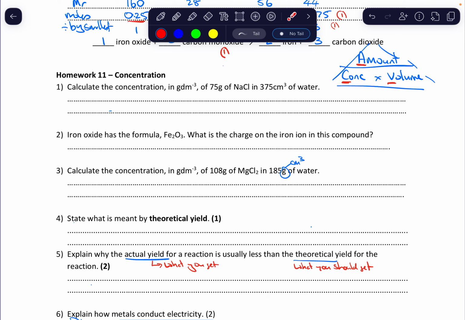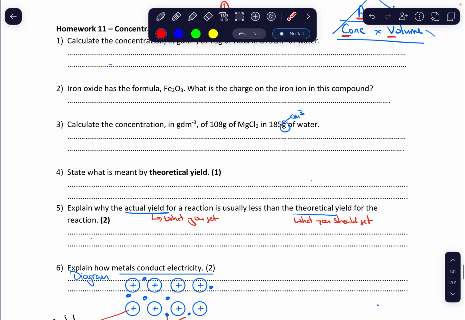And all we've got to do is, if you want to find concentration, remember we cover concentration, and then it shows us that we've got amount divided by volume in our calculation. Watch out, there's a trap. These are centimeters cubed and concentration is in decimeters cubed.